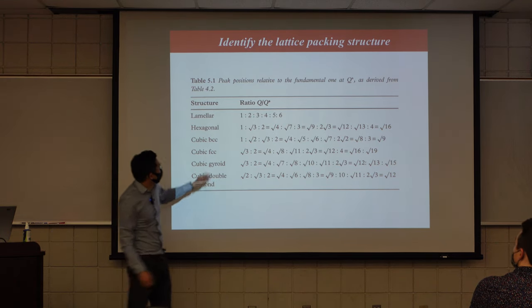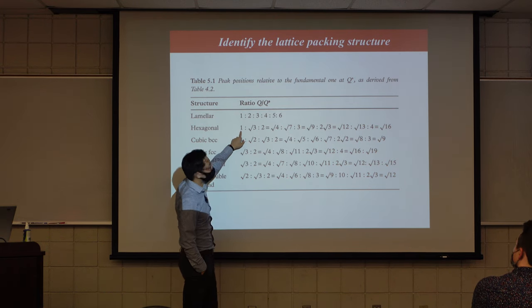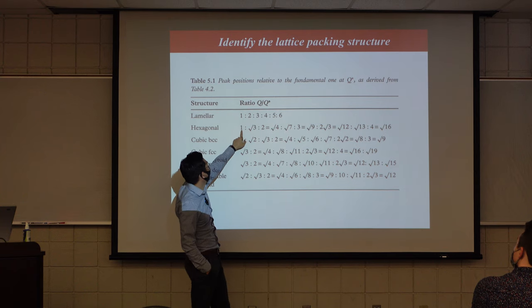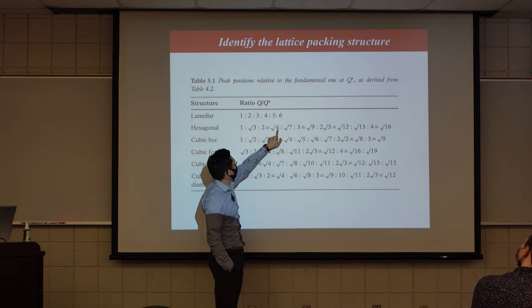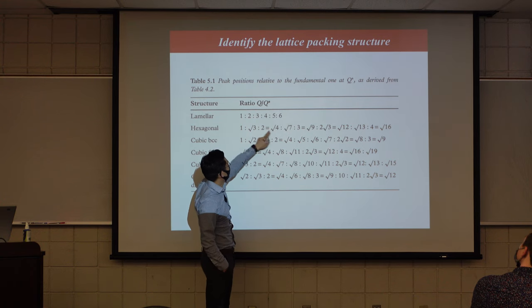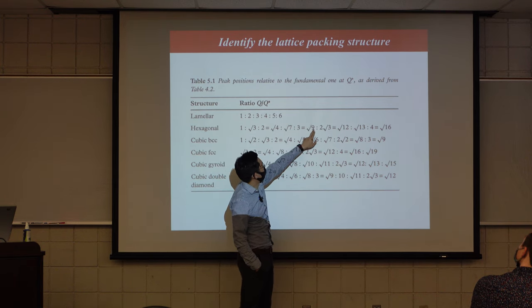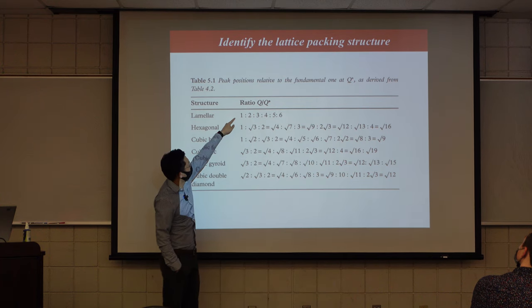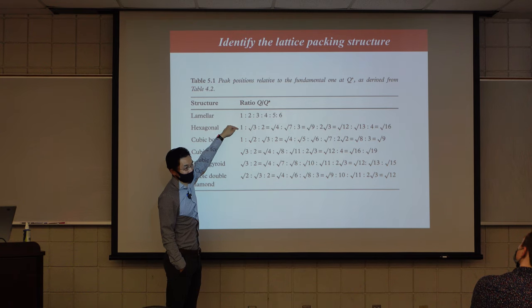Let's take a look at hexagonal. What this means is it will form a peak relationship of 1 as the first peak. The second one will be root 3. The third is going to be root 4, which equals 2. So these basically tell you where the peaks are. The fourth is going to be root 7, and the fifth is going to be root 9. As you can see, they show different crystal packing, and they will help you identify the packing structure by looking at where the peaks are.